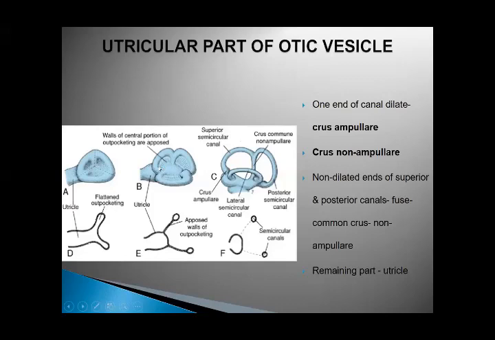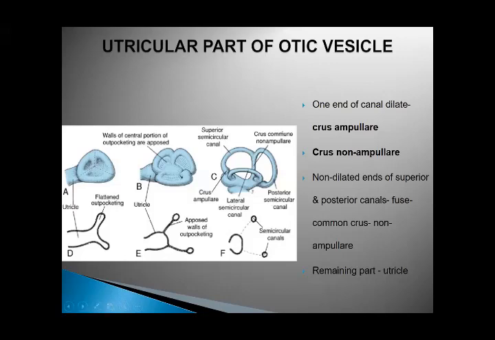What happens is with every semicircular canal, one end gets dilated. Say for example, this end has dilated, this one remains non-dilated, this end has dilated, this end remains non-dilated, and so on. Any dilatation, I told you, is an ampulla. So with every semicircular canal, you have a crus ampullare. That means you have a dilatation at one end, and this is the crus non-ampullare. There is no dilatation in this. Okay.